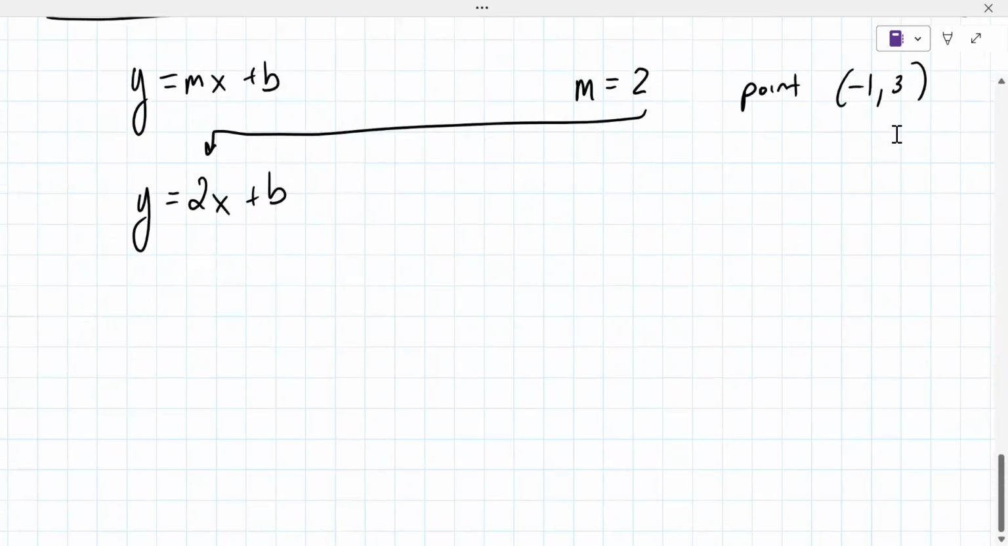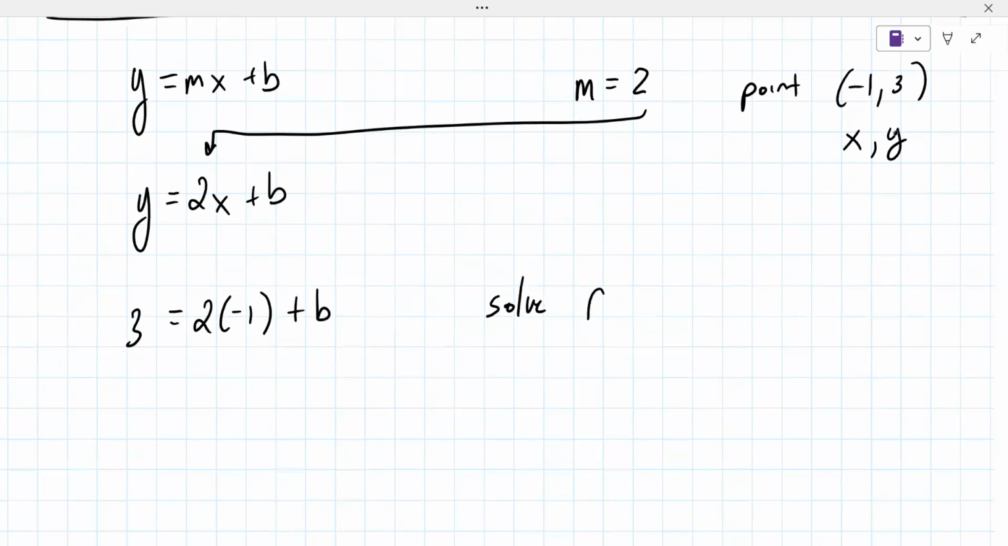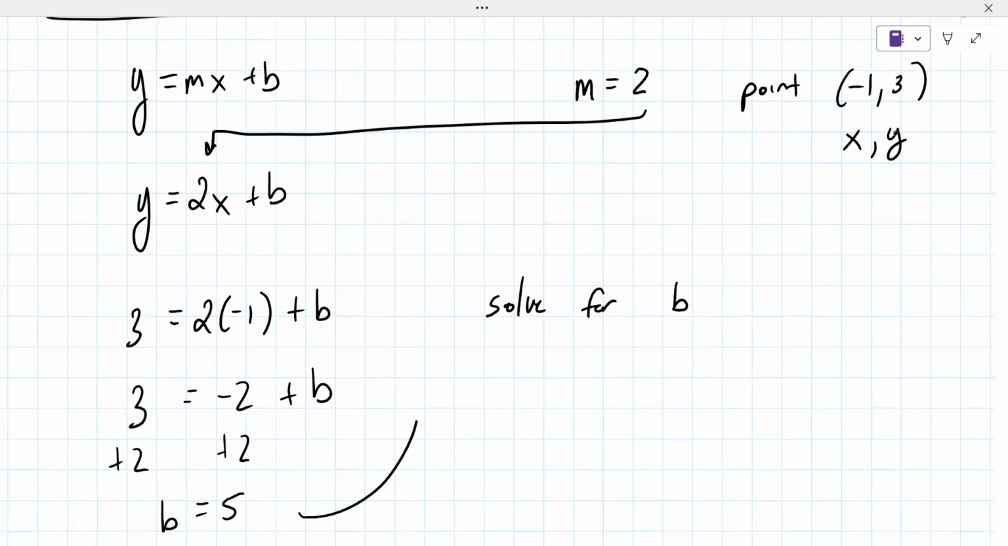The next thing is you take the point and you treat it as an x and a y, and you put that in for x and y. And then you solve for b. So 3 equals -2 plus b. Add 2 to both sides, so b equals 5, and that goes back in here. Y equals 2x plus 5.